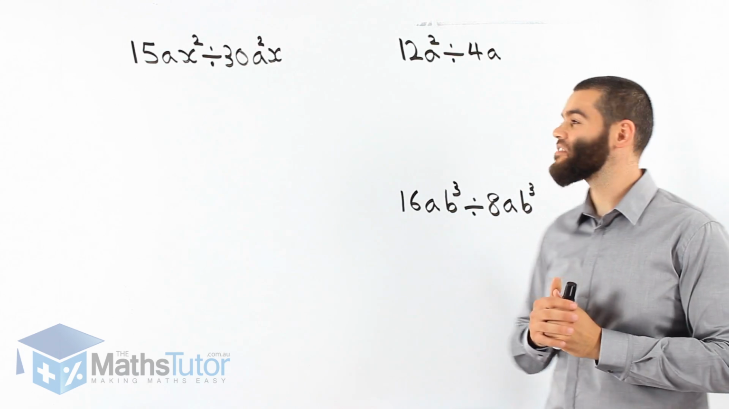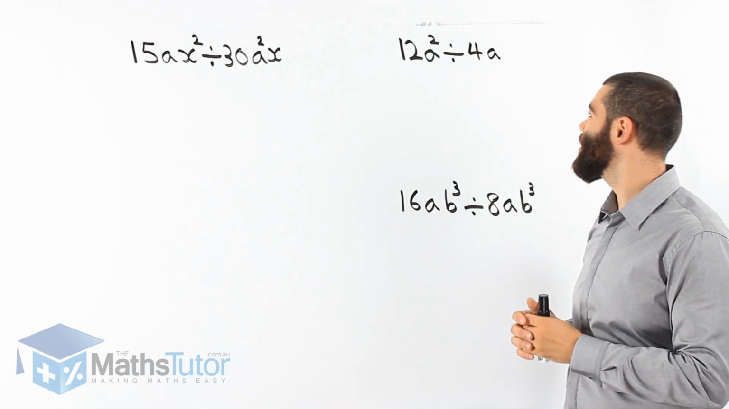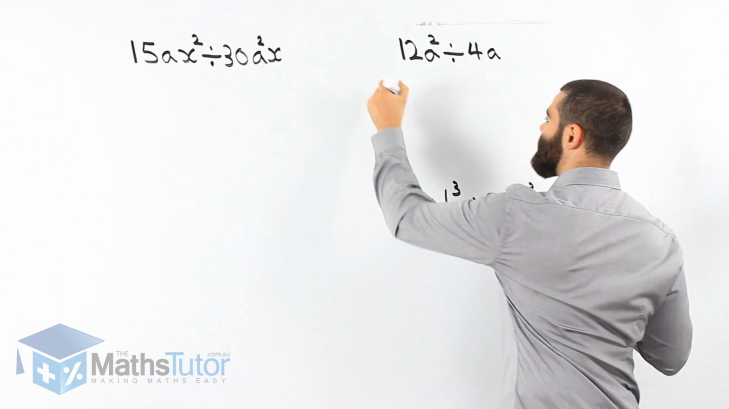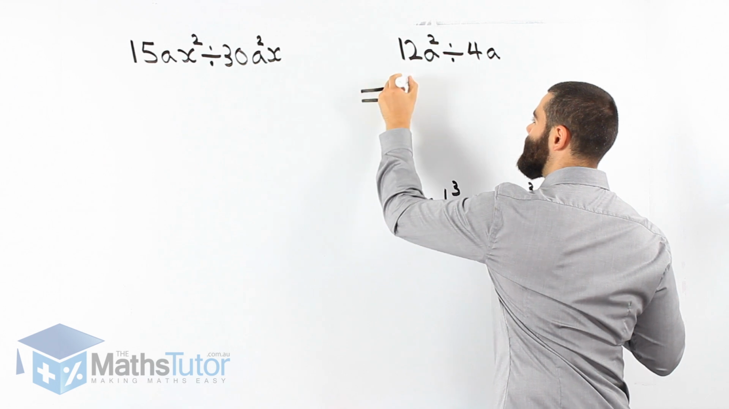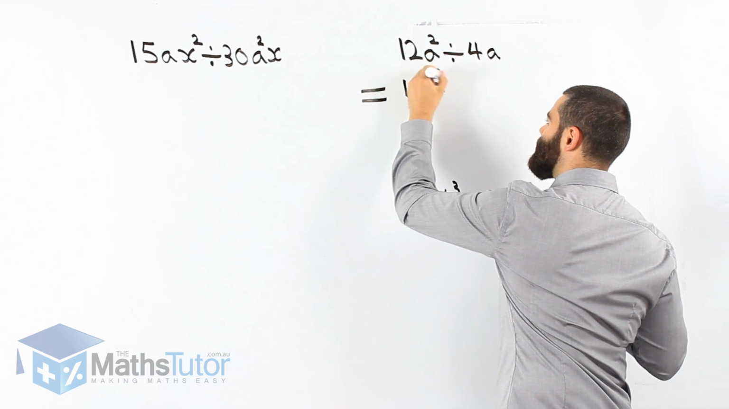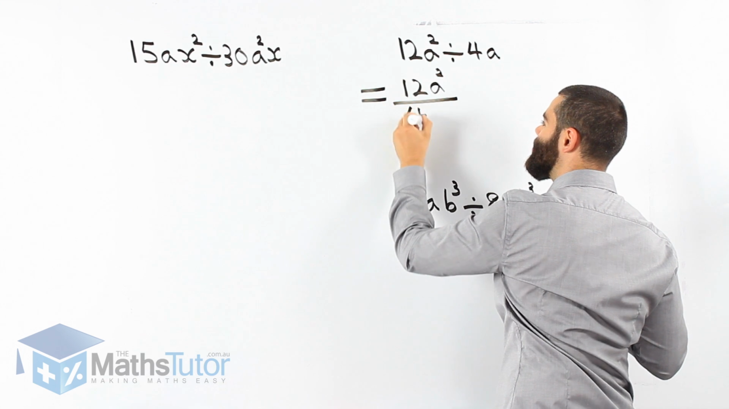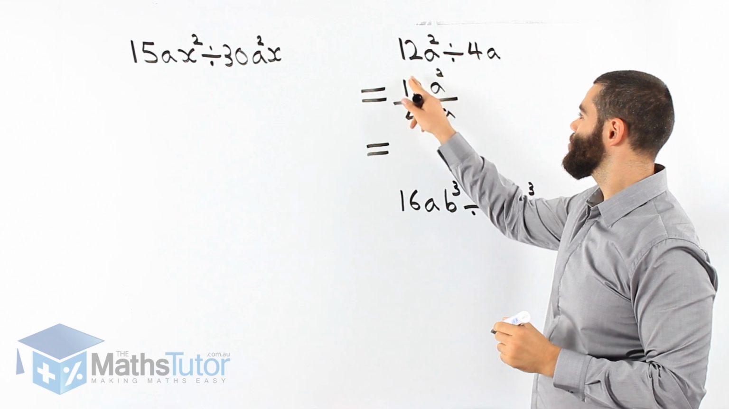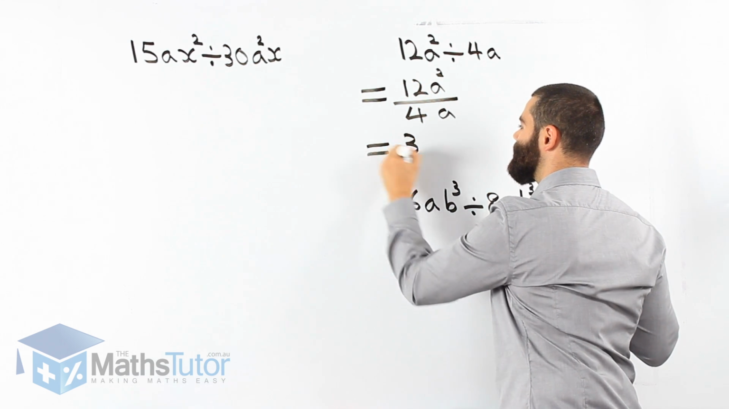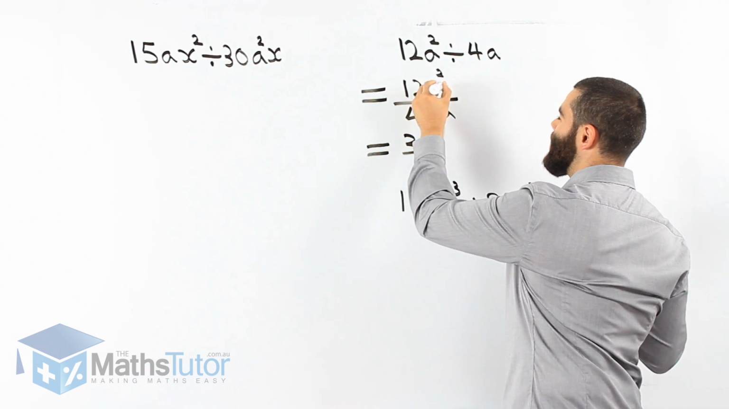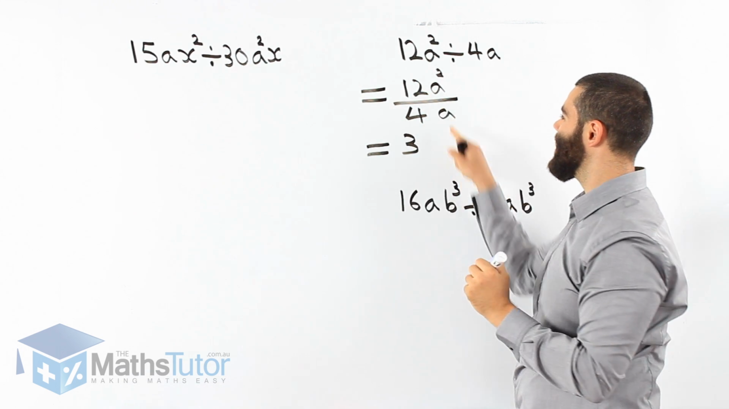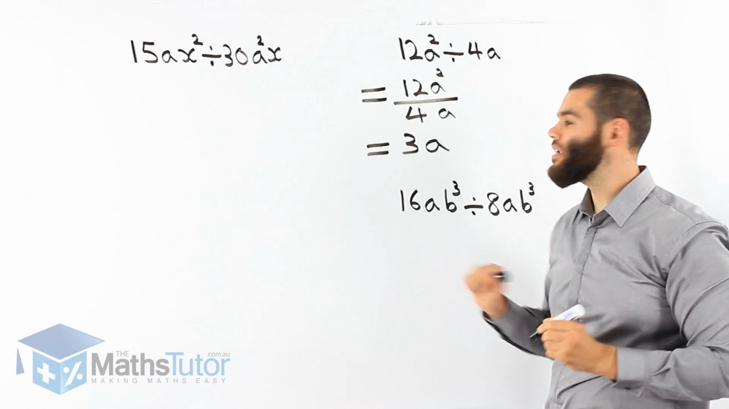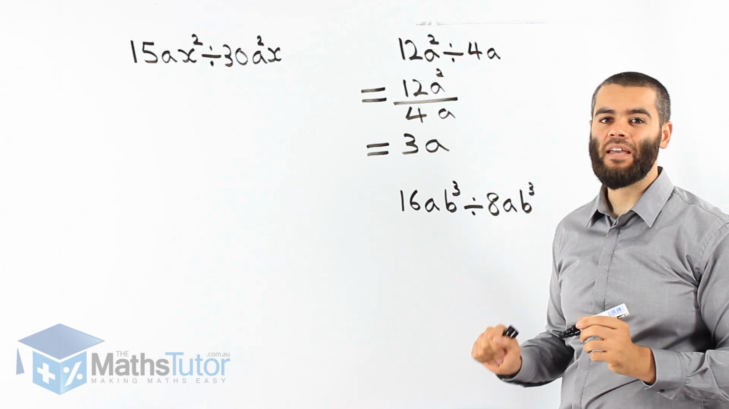Some more examples. Okay, we have 12a squared divided by 4a. Again, we write it in fraction. 12a squared divided by 4a. What's our answer? Numerals first. 12 divided by 4 is 3. And then we know a to the power of 2, take away a to the power of 1. 2 take away 1 is 1. So our answer is 3a.